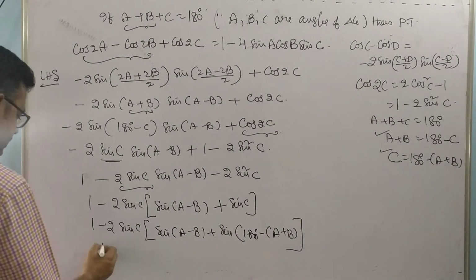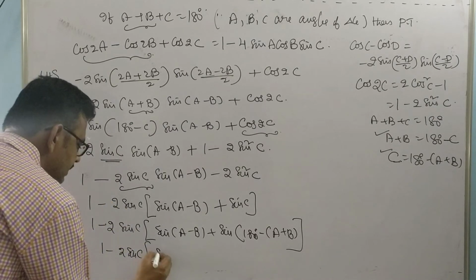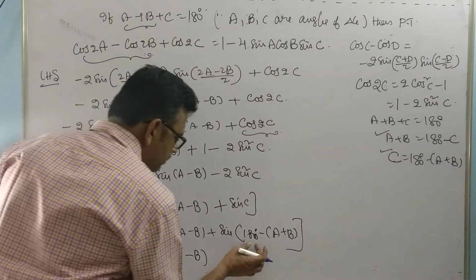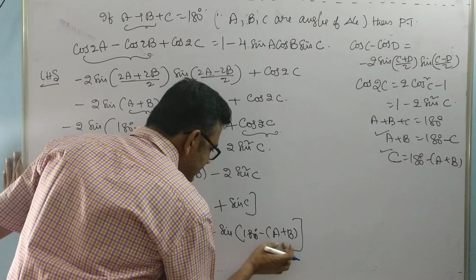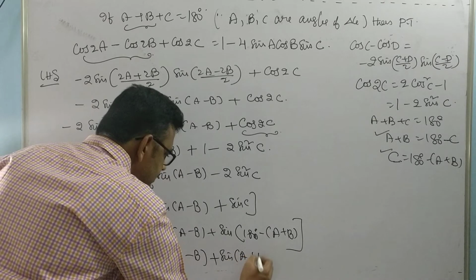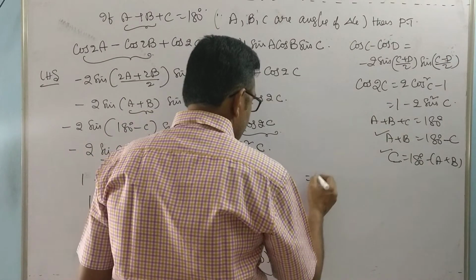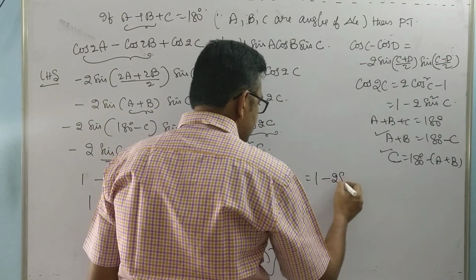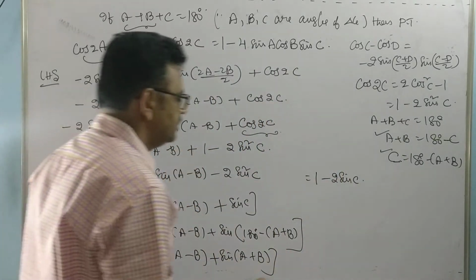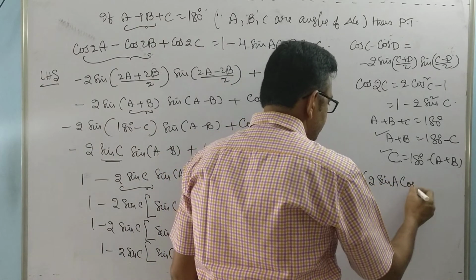Okay, so there is 1 minus 2 sin c into sin of a minus b, sin of 180 minus theta. In the second quadrant, sin is positive, so this becomes plus sin of a plus b. So that is equal to 1 minus 2 sin c into sin of a plus b plus sin of a minus b, which is equal to 2 sin a cos b.